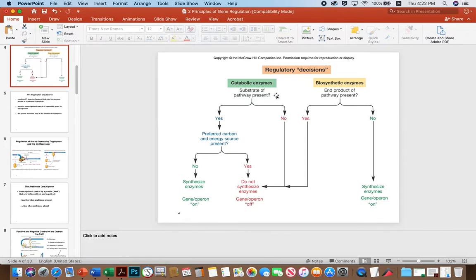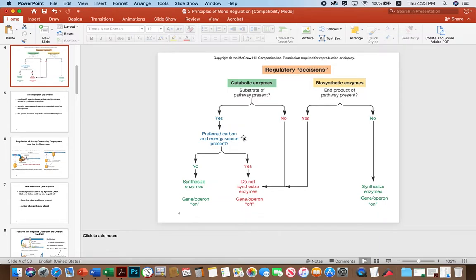Over on this side, catabolic enzymes, there's an extra little decision that has to be made here. So it's not just a matter of is the substrate of the pathway present or absent, but there's also an additional dichotomy over here. So in this particular case, if the substrate of the pathway is not present, then obviously you don't want to synthesize those enzymes. There's nothing to catabolize, so no need to waste your energy on that. Over here, however, if the substrate of the pathway is present, the decision making isn't quite done yet.